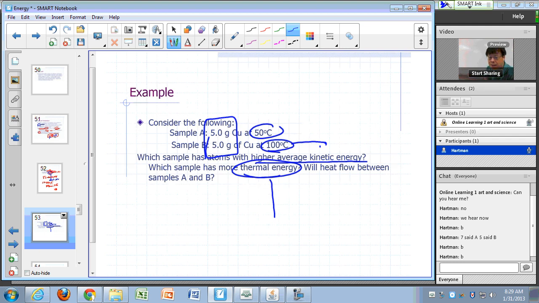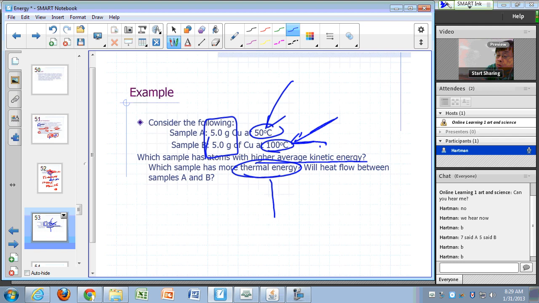It's like saying 5 kids with an average of $10 apiece versus 5 kids with an average, let's say 5 people with an average of $50 apiece versus 5 people with an average of $100 apiece. The group that has the higher average would have a higher total.